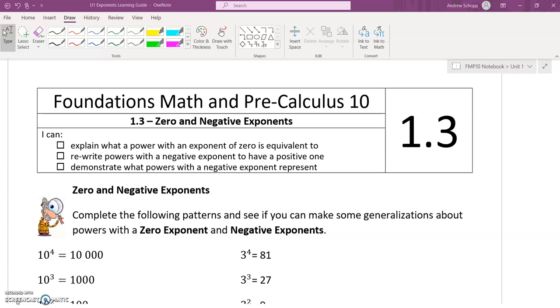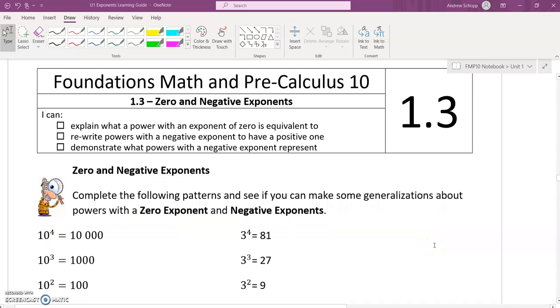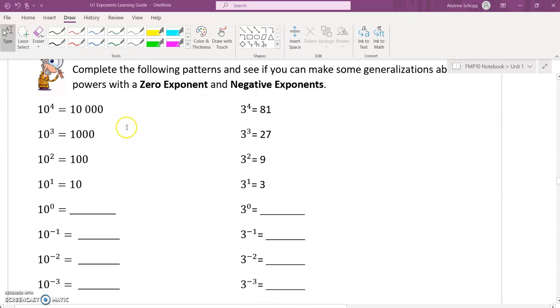First off, I have given you a couple patterns to look at. So complete the following patterns and see if you can make some generalizations about powers with a 0 exponent and a negative exponent. So look at the pattern here, see what's happening, predict what you think will go in the following blanks on both of these patterns, and then look for any similarities and see if you can come up with some generalizations. Pause the video here and give that a try.